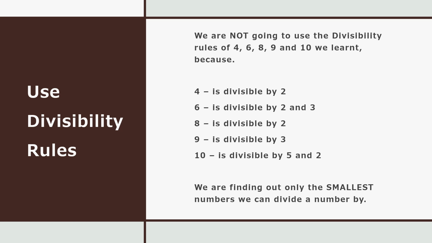So, we are looking for the divisibility rules of 2, 3 and 5. Therefore, they also cover 4, 6, 8, 9 and 10. We are finding out only the smallest numbers we can divide a number by. We will see how we are doing this in this lesson.